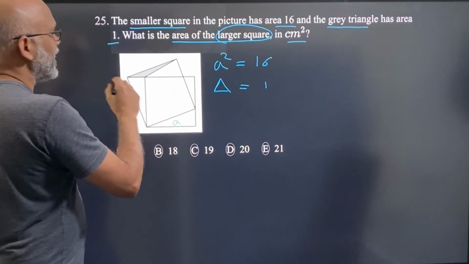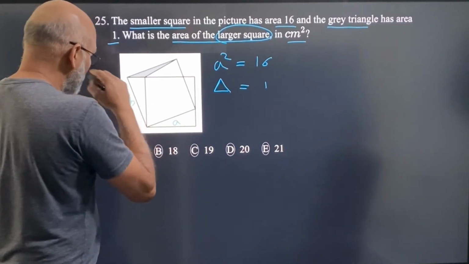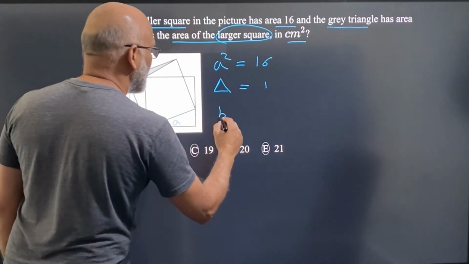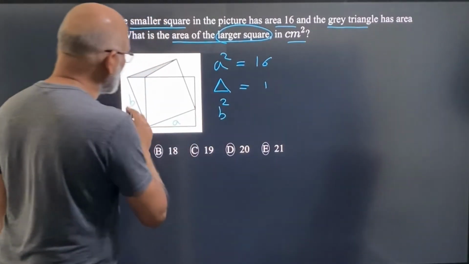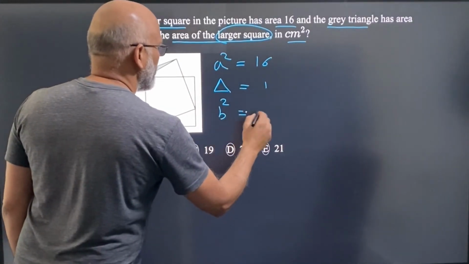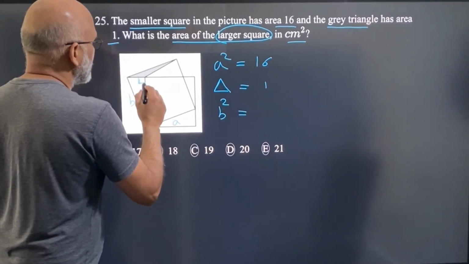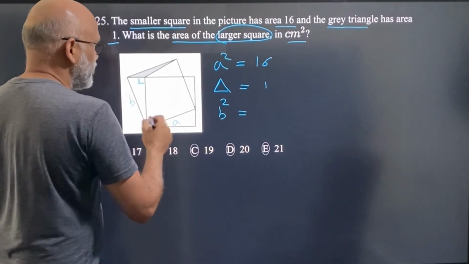We want to find the area of the larger square. So let me call the side length of the larger square B. So we want to find basically B square, right? Area of the bigger square will be B square. One thing I can quickly notice is that this angle is also 90 degree, right? So then I can use the Pythagoras theorem.